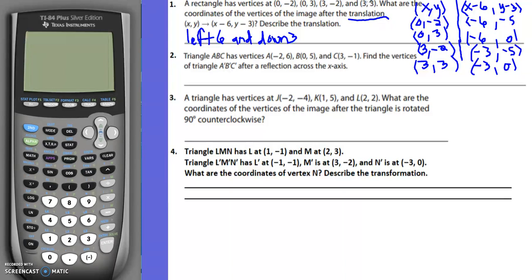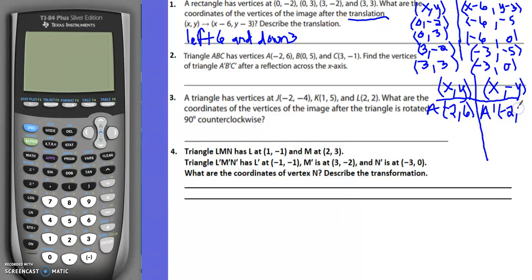Triangle ABC has vertices (-2, 6), (0, 5), and (3, 1). Find the vertices of triangle ABC after reflection across the x-axis. When you're reflecting across the x-axis, the x stays the same. So let's take a look at this. We've got (x, y). The x stays the same, and we're going to take the opposite of y. So A is (-2, 6). A prime is going to be (-2, -6).